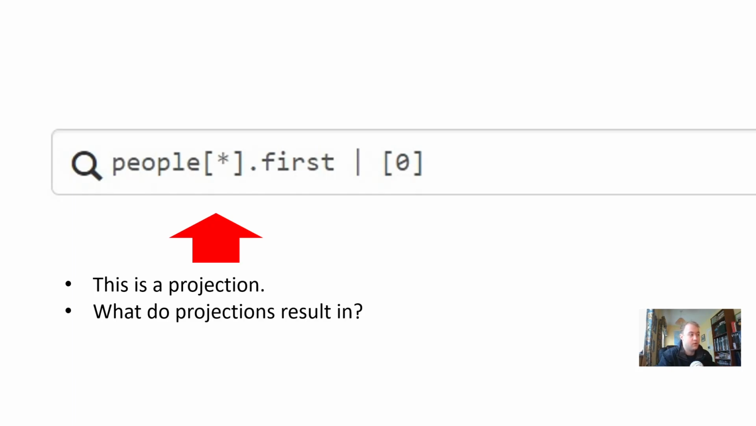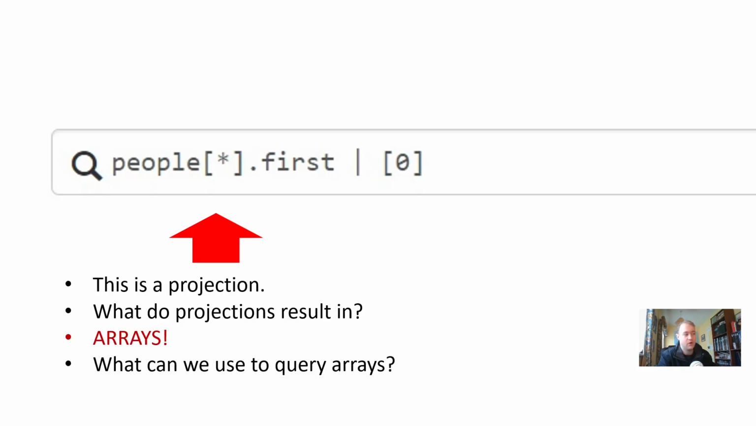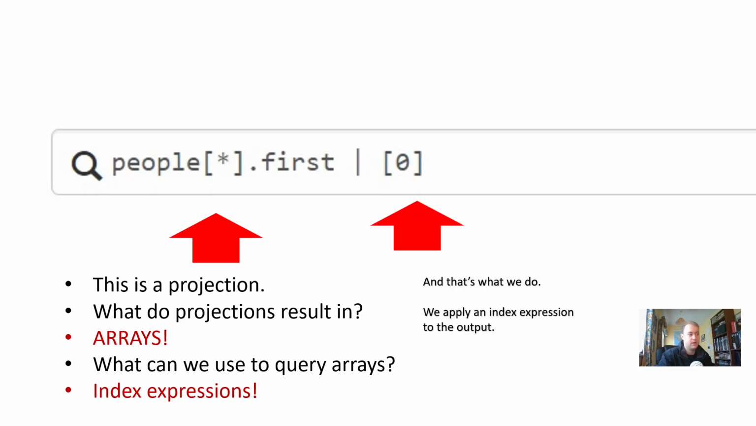So that's a projection. What do projections result in? Objects? No, arrays. And what can we use to query arrays? Index expressions. And that's what we do. We apply an index expression, 0 in square brackets, to the output.